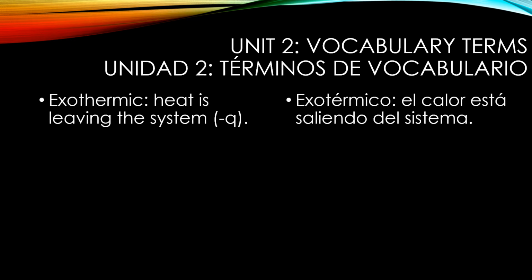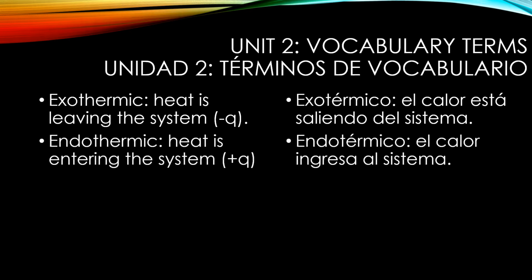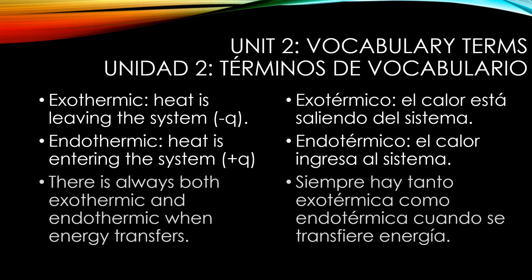Exothermic means heat is leaving the system. Since the heat is going down, or the amount of thermal energy in the system is decreasing, we put a negative symbol next to the letter Q. Q is the variable for heat energy. Endothermic is the opposite. Heat is entering the system. There is always both exothermic and endothermic when energy transfers.